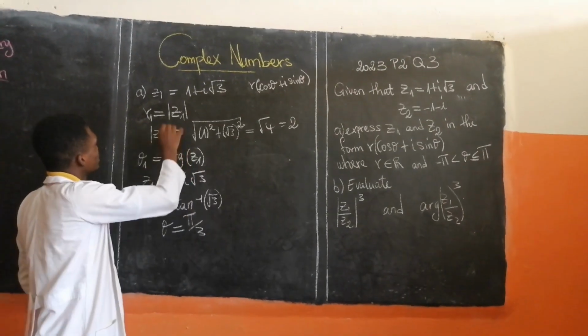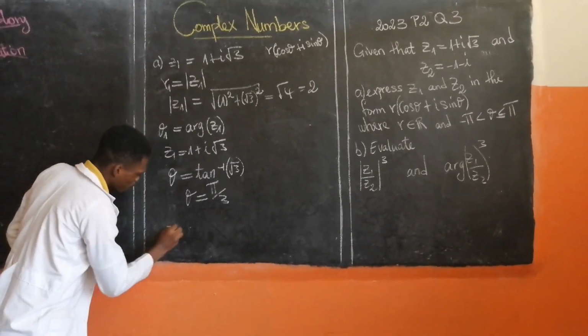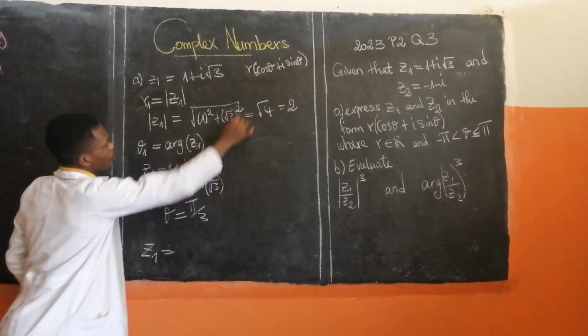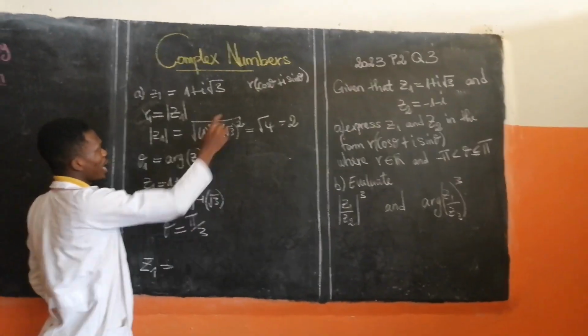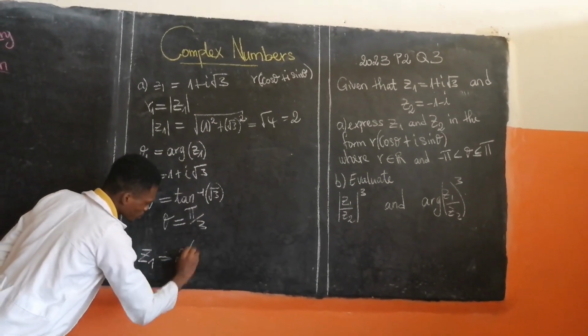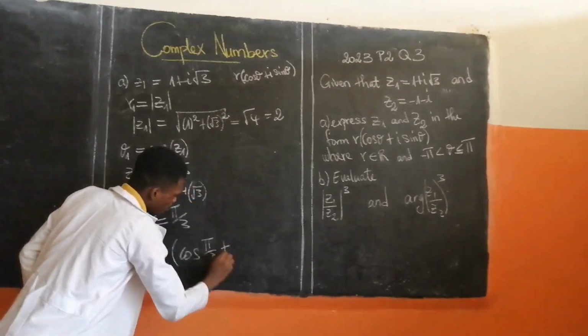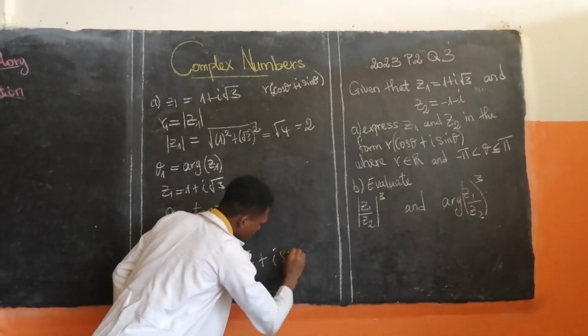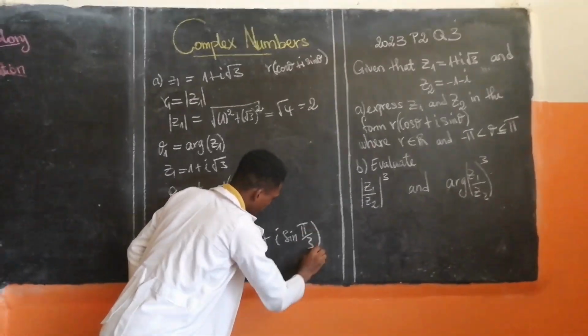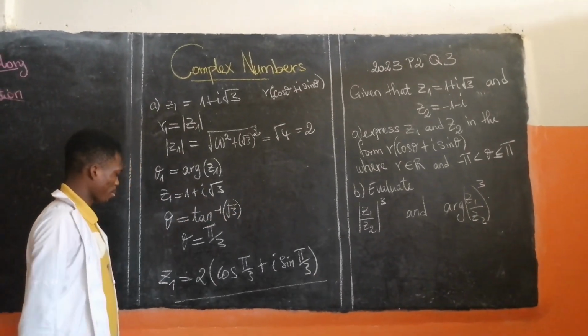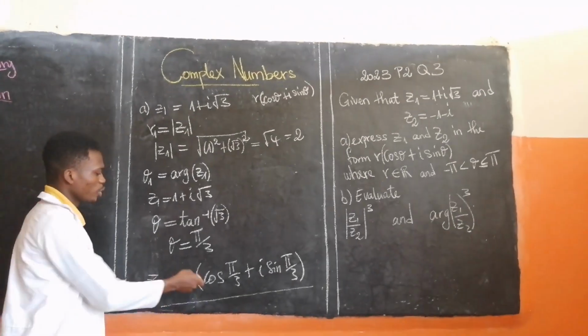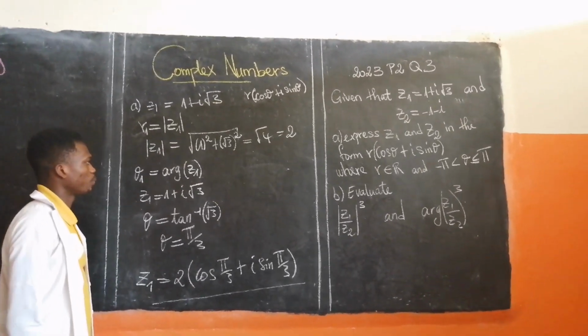Now I can express Z1 in this form. I'm going to have R, which is 2, cos of pi on 3 plus I sin of pi on 3. That's done for Z1, and I'm going to do the same thing for Z2.